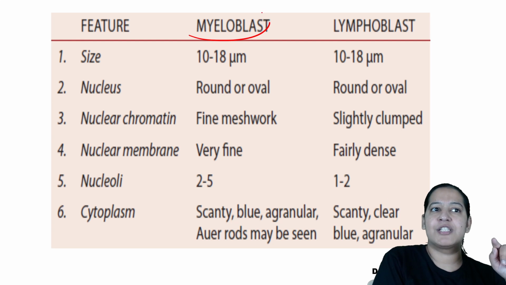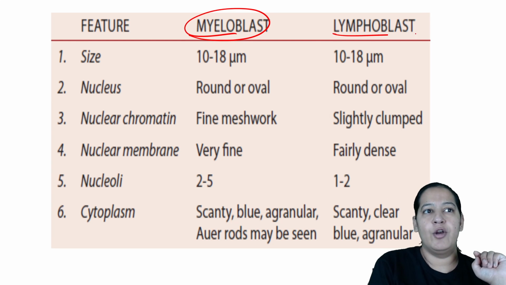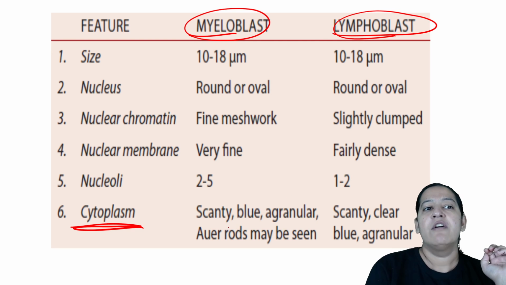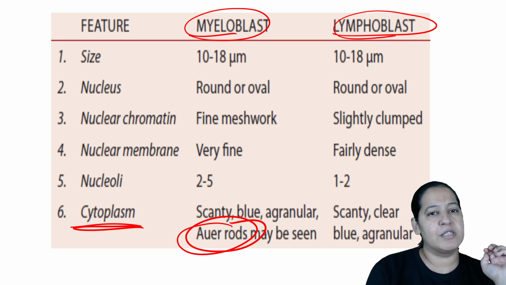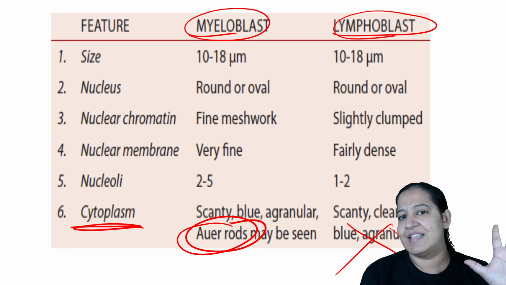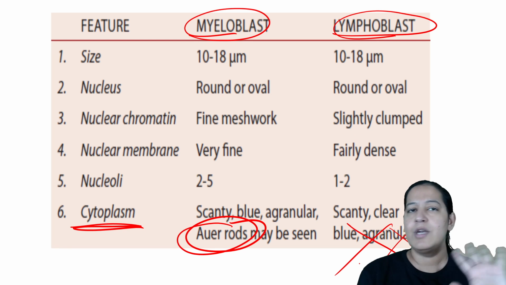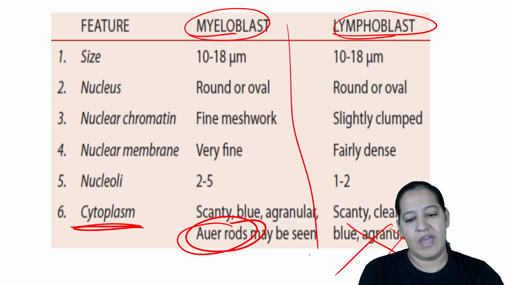So we have two blasts, myeloblast and lymphoblast. The biggest difference between them is that in the cytoplasm of myeloblast, we have iron rods. In the cytoplasm of lymphoblast, iron rods are absent. It is agranular. No granules are present, no iron rods are present. And based on this, we have made our question.